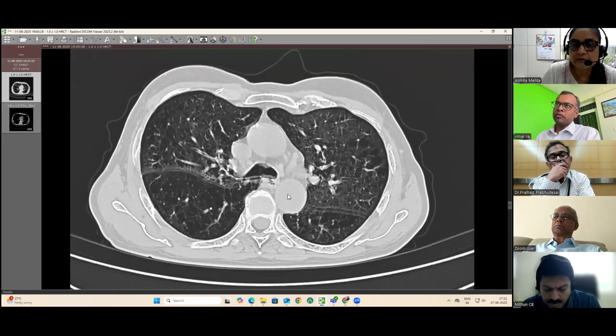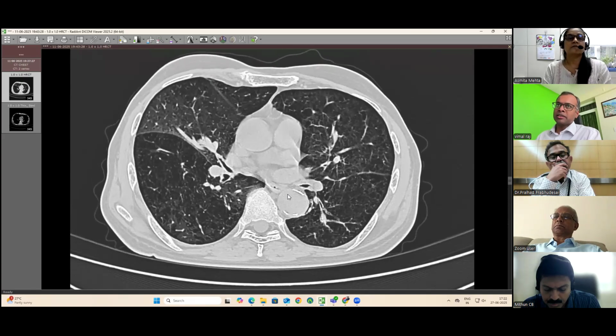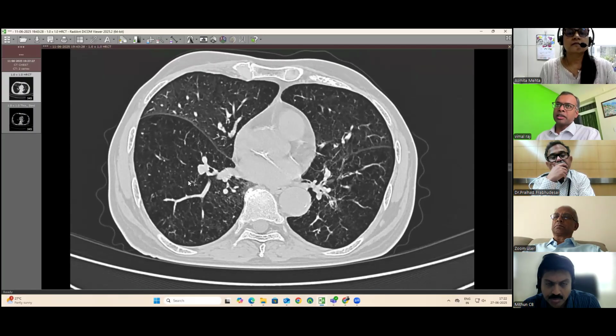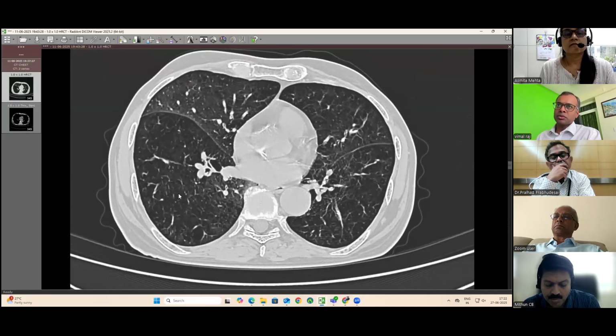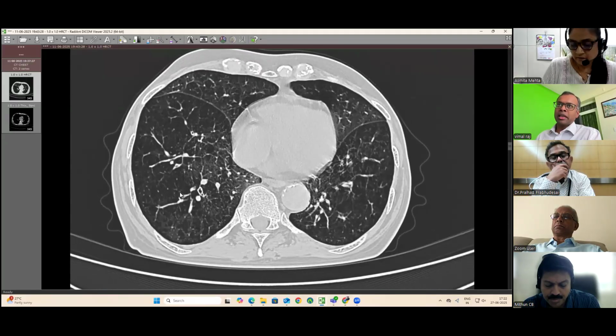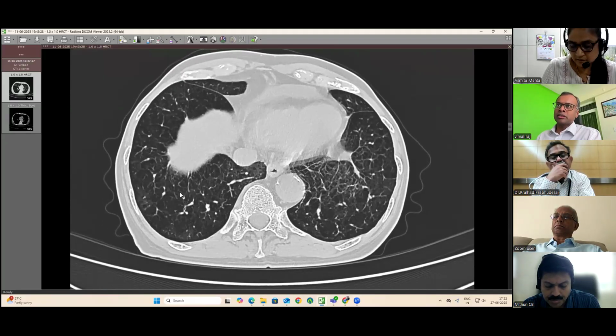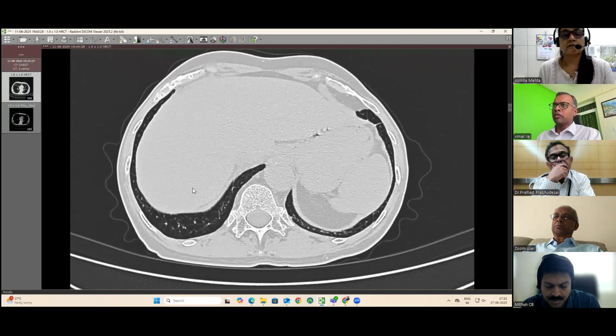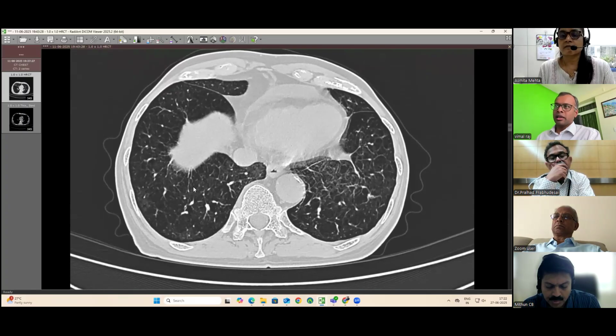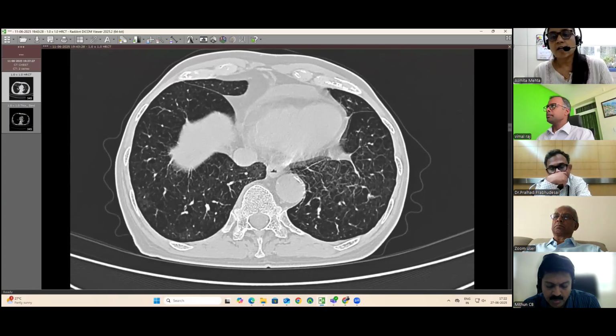The only other thing I would consider is whether these have become bizarre shaped cysts, where one would think about Langerhans cell histiocytosis. But my initial thought is that this is all emphysema, and I am not fully convinced about any other cystic lung disease within this.